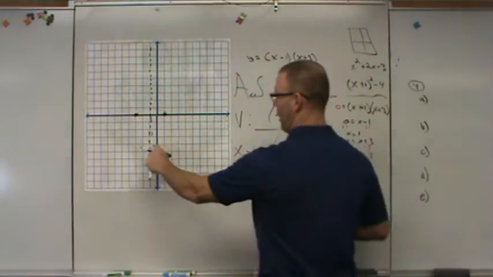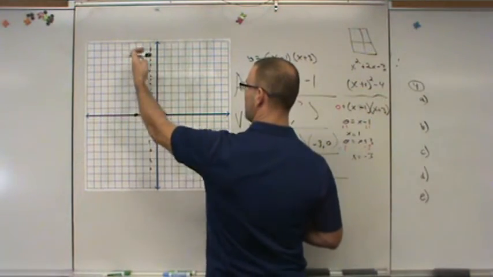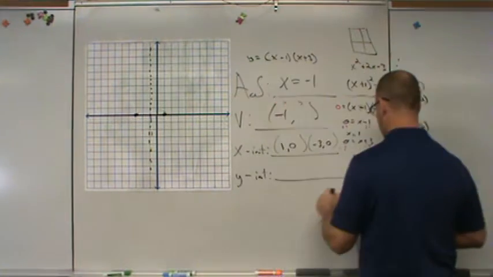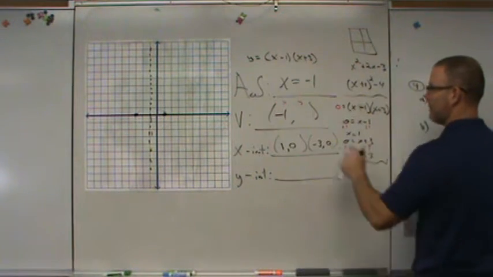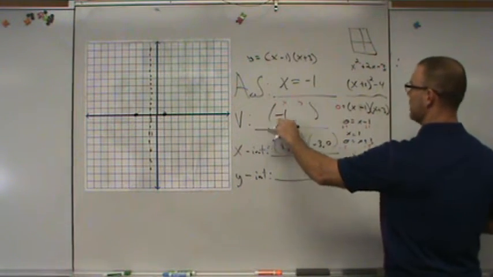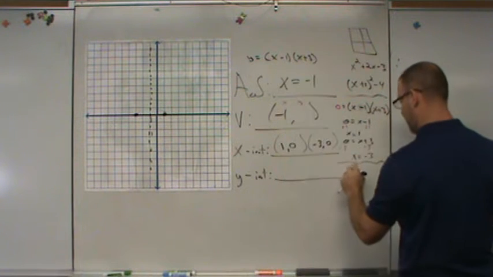I just have to find out y. I know I need to go 1 unit to the left, I just don't know where up or down to go. Well, that's where we figure that out. Since I know negative 1 is an input, I'm going to plug negative 1 in for x and find out my y.